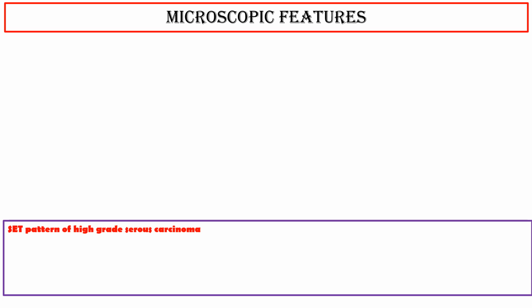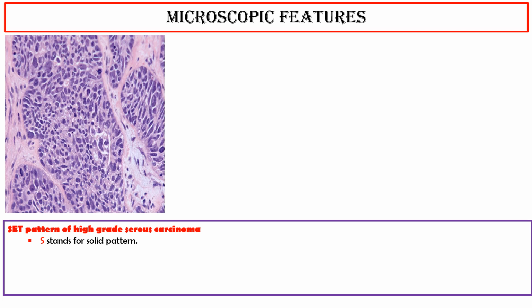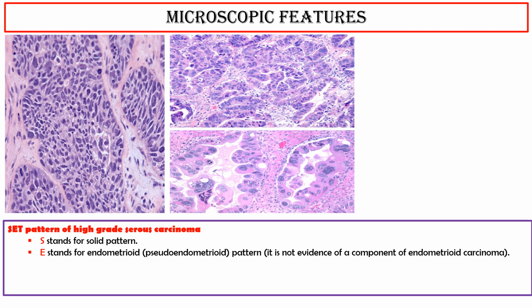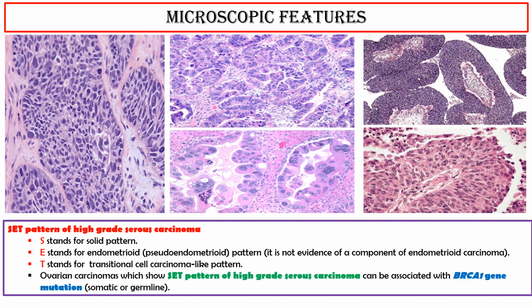SET pattern of high-grade serous carcinoma. S stands for solid pattern. E stands for endometrioid or pseudoendometrioid pattern. It is not evidence of a component of endometrioid carcinoma. T stands for transitional cell carcinoma-like pattern. Ovarian carcinomas which show SET pattern of high-grade serous carcinoma can be associated with the BRCA1 gene mutation, somatic or germline.